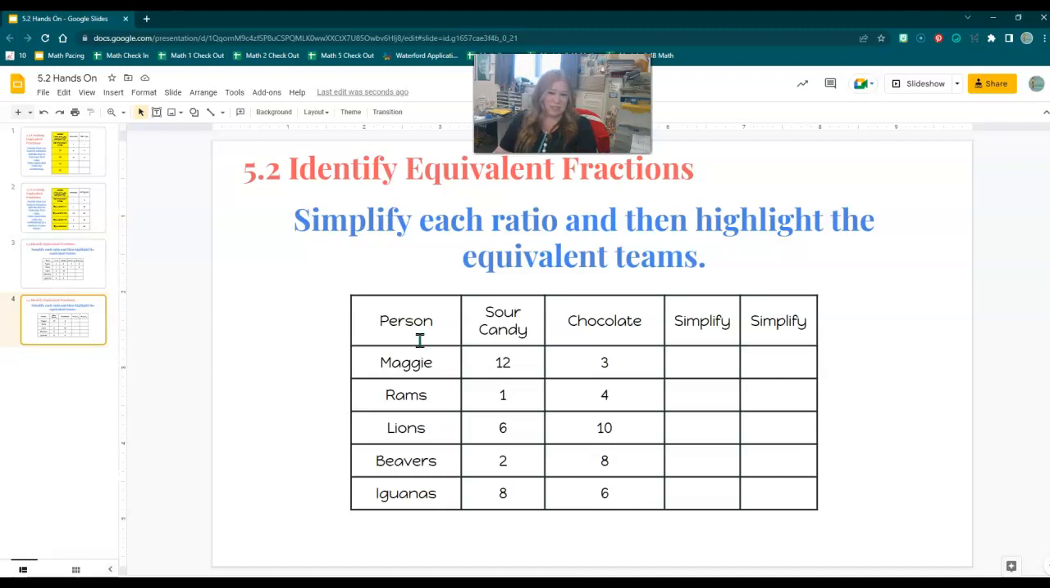Oh, I did not finish changing the people's names. Apparently the person's name is Lion and Beaver and Iguana. So I'll work on changing that before you see it.